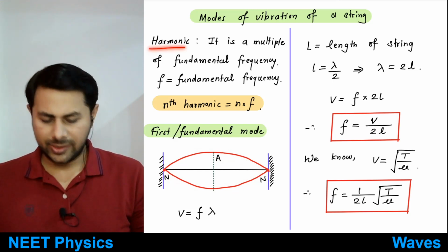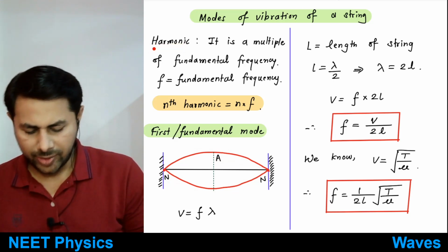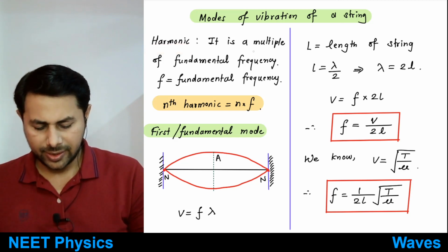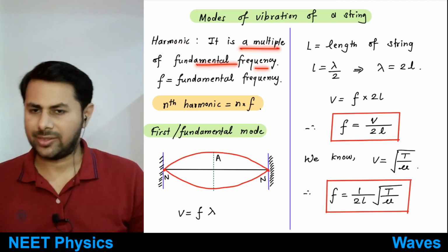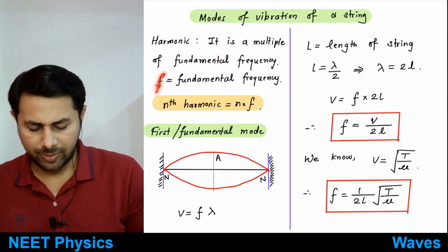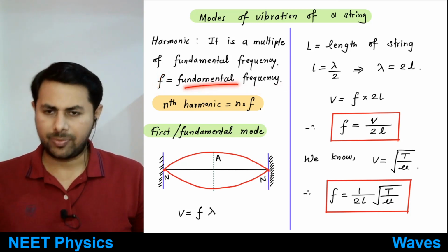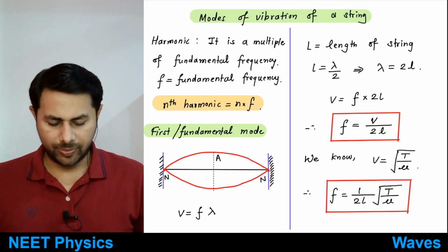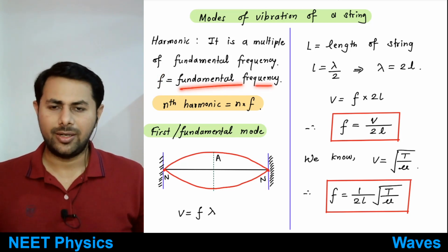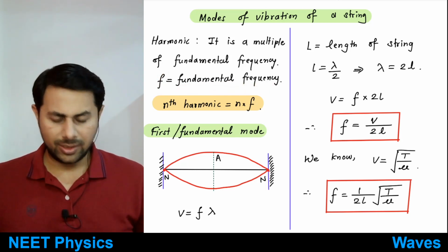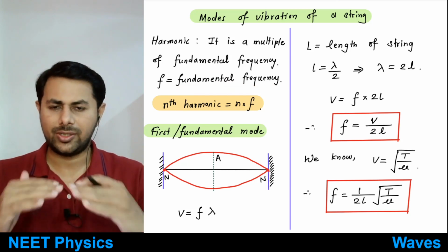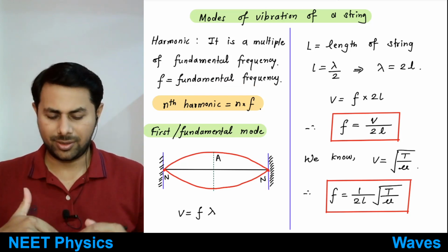So now what is a harmonic? There are a few terms. First is harmonic. It is a multiple of the fundamental frequency. Suppose f is the fundamental frequency. What do you mean by fundamental frequency? f is the frequency of the first mode. The frequency of the first mode is called the fundamental frequency. It's the minimum frequency with which this string can oscillate.